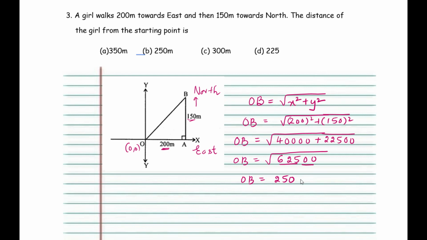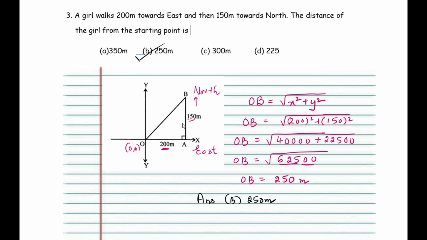Therefore, the distance between the starting point and the point B is what? 250 meters. Therefore, the correct answer is option B, 250 meters.